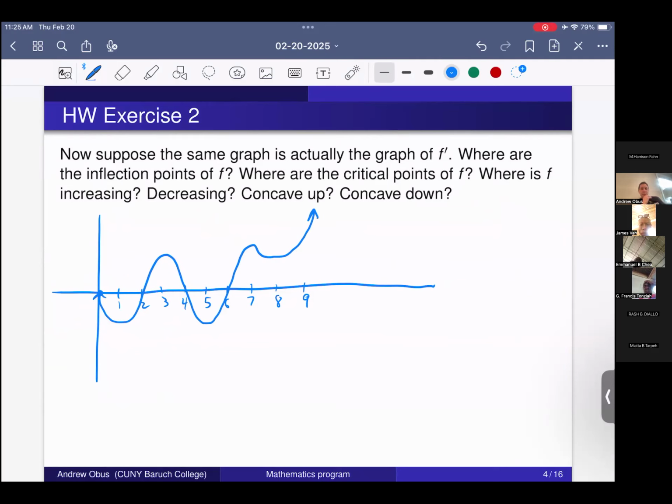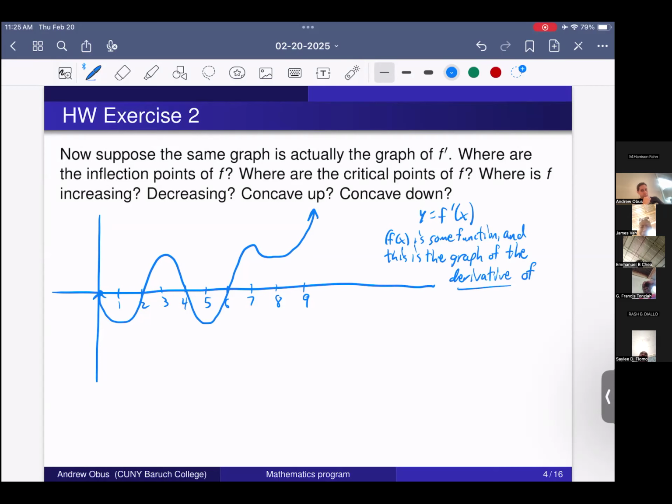But now, this question is meant to be a little confusing. So imagine that this is the graph of y equals f prime of x. So that means f of x is some function, and this is the graph of the derivative. Okay, so that's the setup here. We have some function, but I'm not giving you the graph of y equals f of x. What I'm giving you is the graph of y equals f prime of x, the derivative of f.